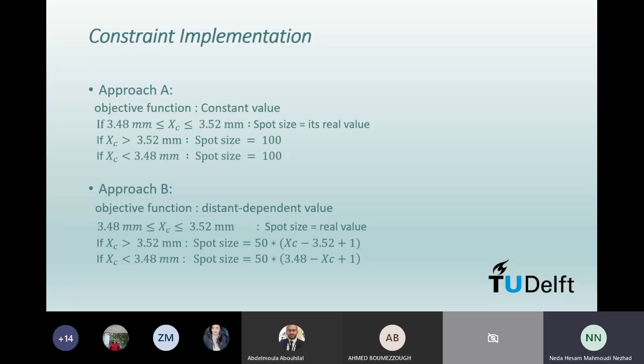As I told, the implementation can be in two approaches. The first one, we call it approach A. In this approach, the objective function gets the real calculated value of the spot size when it is in the range, and it gets a value of 100 when it is out of the range. In approach B, the objective function is distance dependent, meaning that if it is out of the range, the spot size gets a value which is proportional to the distance that XC has from its aimed value. The format of the formulas and the value of 100 are assigned like this to ensure that the non-real value does not go under the possible real values of the spot size for other systems.